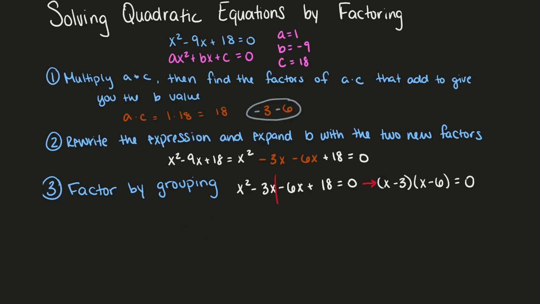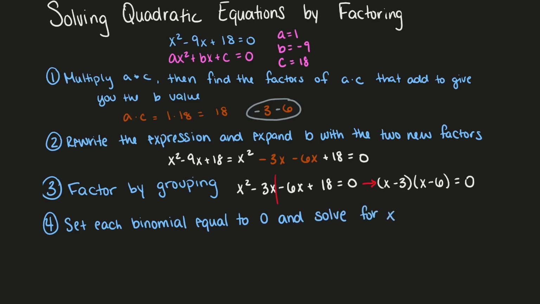And our last step is to set each binomial equal to 0 and solve for x. So we have x minus 3 times x minus 6 equals 0. So we're going to set each of these equal to 0. We'll have x minus 3 equals 0 and x minus 6 equals 0. This is due to our zero product property. So now we're going to solve for x in both of these.